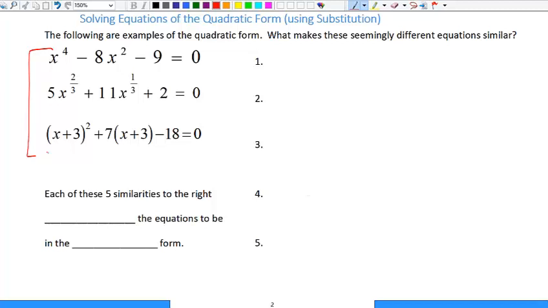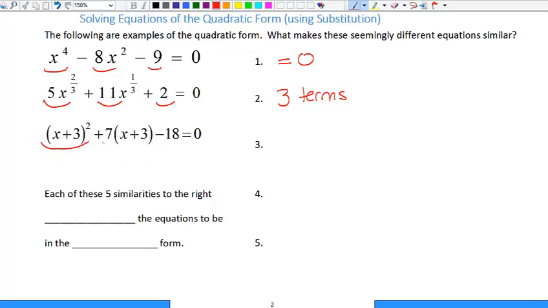Okay, hopefully you found that each one of these equations is already equal to 0. So that's the first similarity. The next similarity that I want to talk about is that they each have three terms. So the first one has 1, 2, 3 terms. The second one has 1, 2, 3 terms. The third one has 1. This is all one term, separated by a plus. 2, that's a whole one term, and that's 3. So each of them has 3 terms.